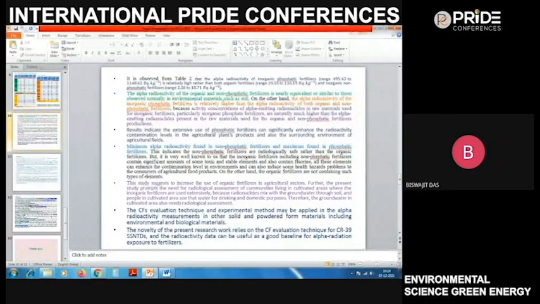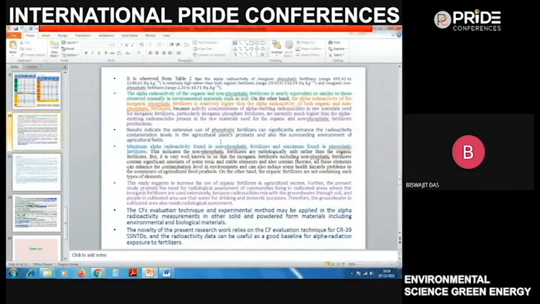The alpha radioactivity of organic and non-phosphatic fertilizers is nearly equivalent or similar to those observed normally in environmental materials such as soil. But on the other hand, the alpha radioactivity of the inorganic phosphatic fertilizers is relatively higher than both organic and non-phosphatic fertilizers, because activity concentrations of alpha emitting radionuclides in the raw materials that are used for inorganic fertilizers production, particularly inorganic phosphate fertilizers, are naturally much higher than the alpha emitting radionuclides present in the raw materials used for the organic and non-phosphatic fertilizers productions.